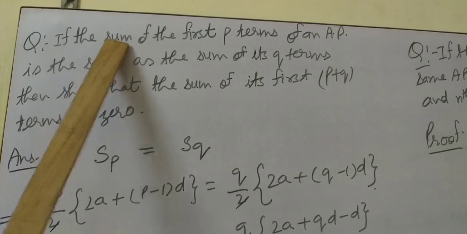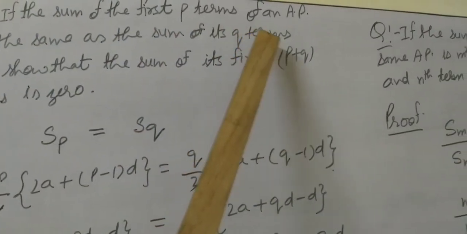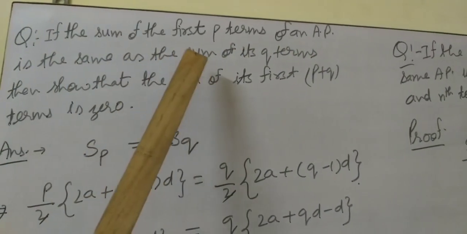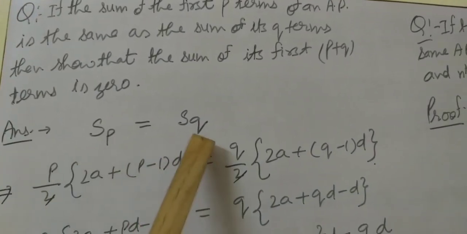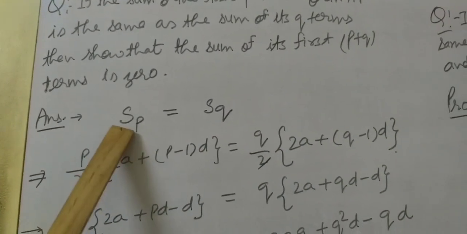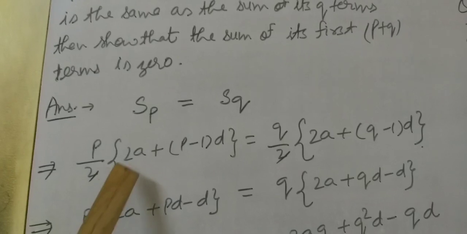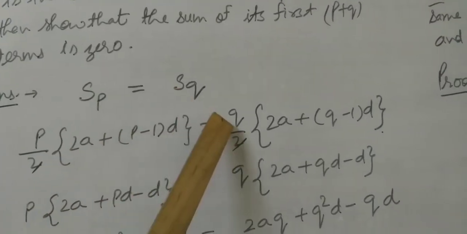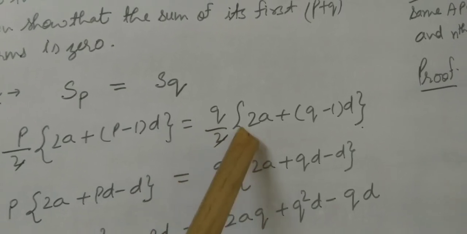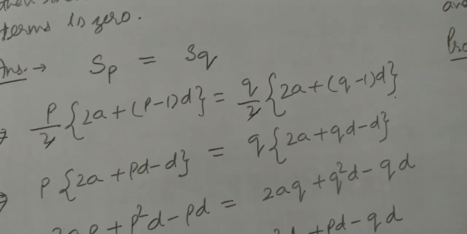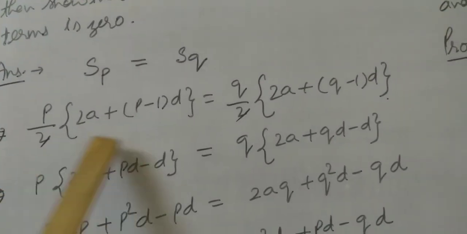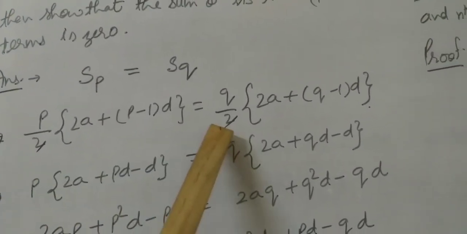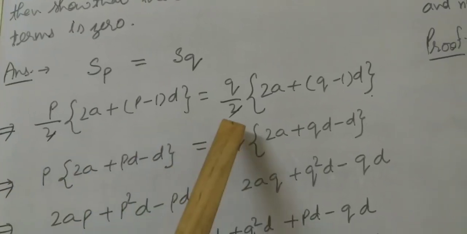Students, you can see the sum of first P terms equals the sum of first Q terms. SP equal to SQ is given. SP can be written as P upon 2, 2A plus (P minus 1)D. SQ can be written as Q upon 2, 2A plus (Q minus 1)D. Both sides have upon 2 in common, so 2 will be cancelled.